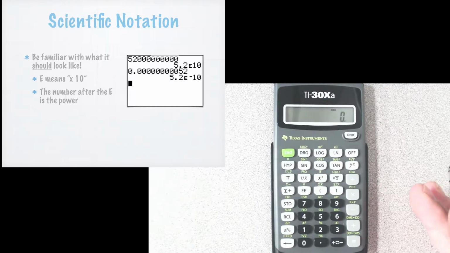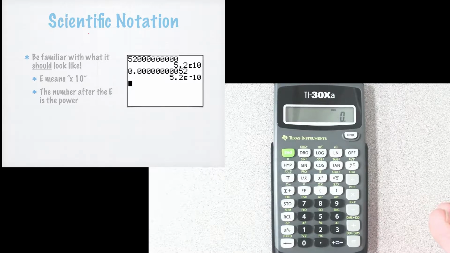Okay, so again, here's a really big number. This is 5.2 with 8 zeros after it. So when we turn this into scientific notation, you can see here it's got 5.2 times 10 to the 10th. Actually, it has 9 zeros. 1, 2, 3, 4, 5, 6, 7, 8, 9. Yeah, so when we move that decimal place over, it's 5.2 times 10 to the 10th. Now notice here, in scientific notation, 5.2 E10 on the calculator. That means 5.2 times 10 to the 10th.